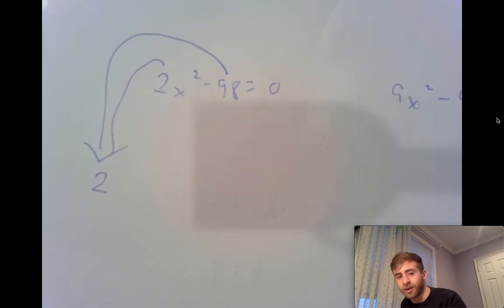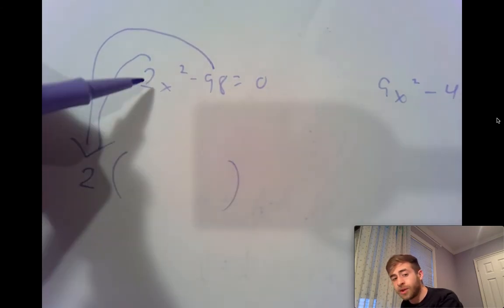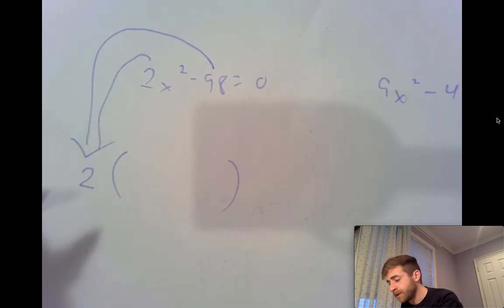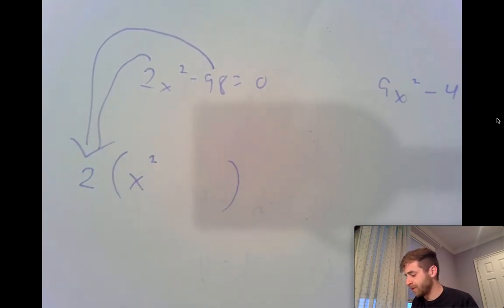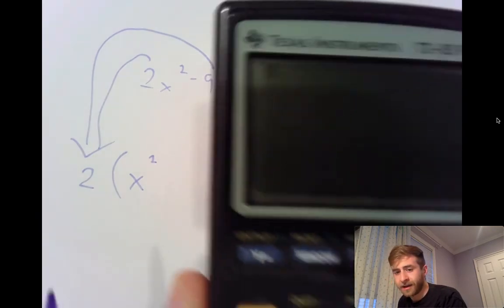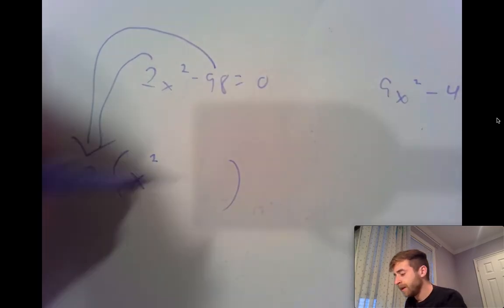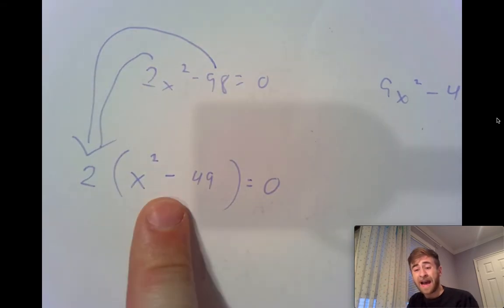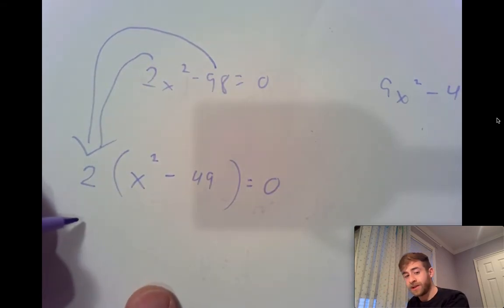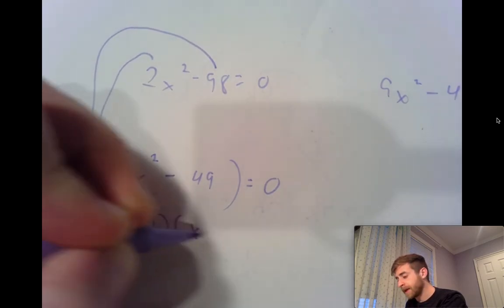Let's make sure that we're still in frame. A 2 out of each of these guys. And if I did that, the 2 went away, so it's just x squared here. Then 98 divided by 2, we can get our handy-dandy calculator and try that out. 98 divided by 2 is 49. So then minus 49 equals 0. And now I have a difference of perfect squares. This is going to be 2 in front, x plus 7, x minus 7.